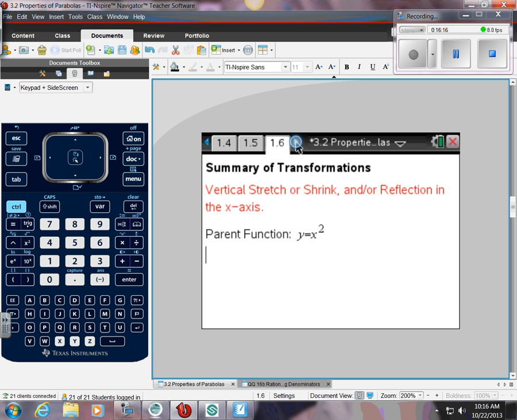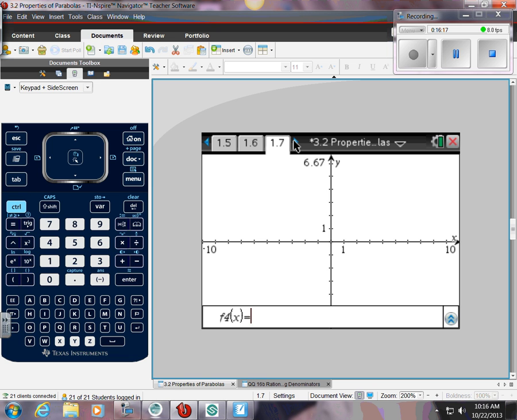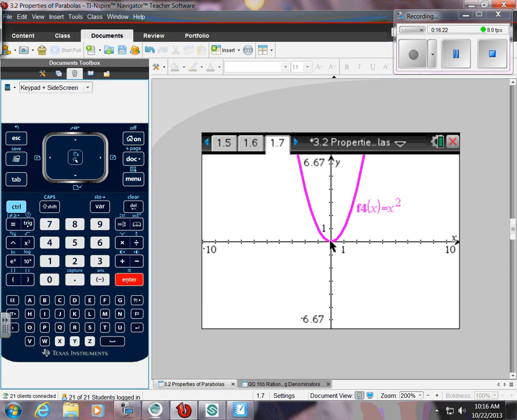So what I want you to do on the next page is graph the parent function y equals x squared. And we're going to play a little bit, okay? So there's my parent function. What's the vertex? 0, 0. Good. What is my axis of symmetry? X equals 0. Remember, it's vertical, so my axis of symmetry is x equals 0.